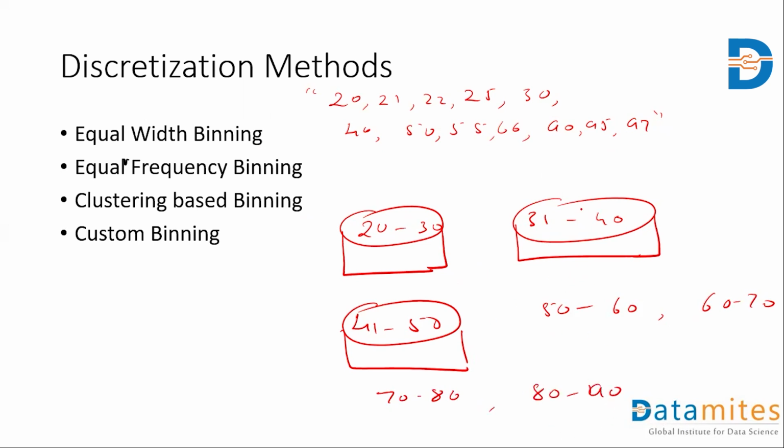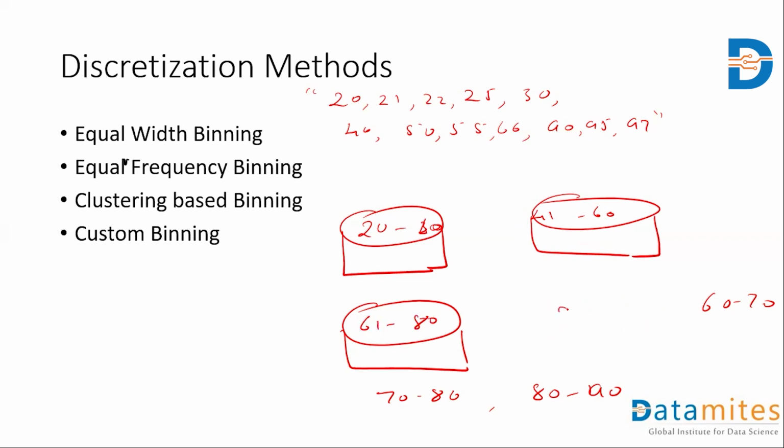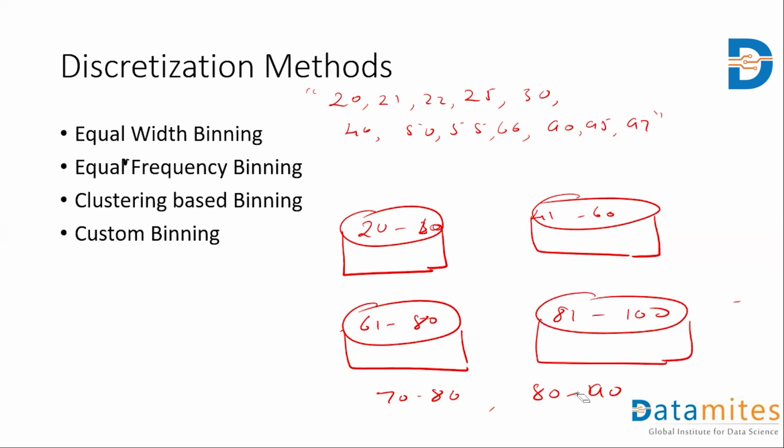You can also alter the width over here as well. You can create a width of 20. For example, I can say 20 to 40, right? I can say something like 41 to 60. You can say something like 61 to 80, 81 to 100, right? So I have these 4 bins. You can alter the width of the bin according to your requirement, right?